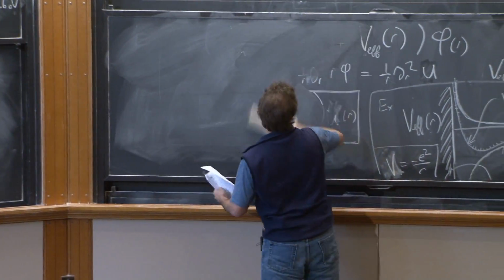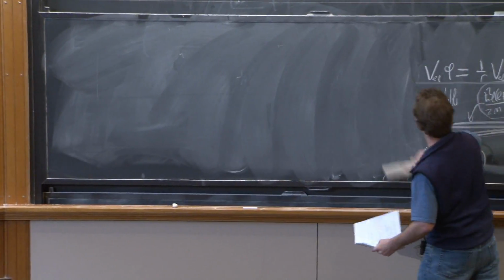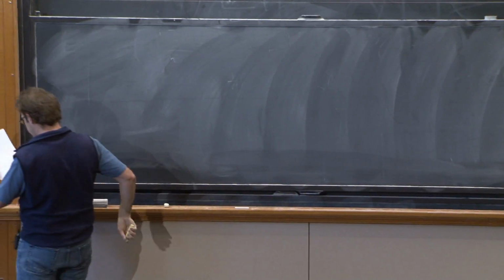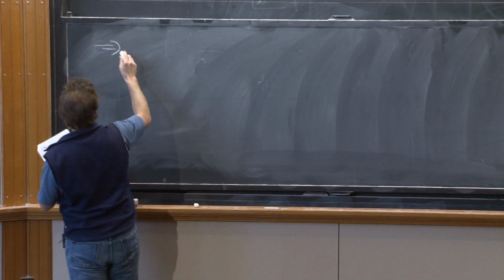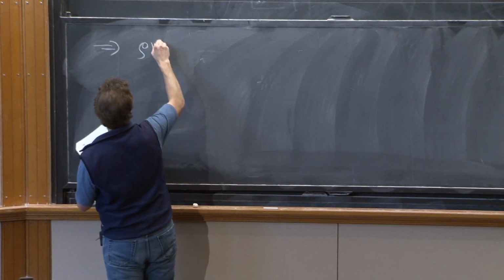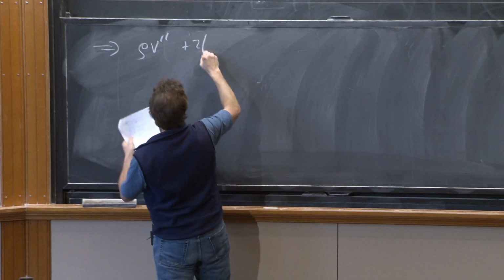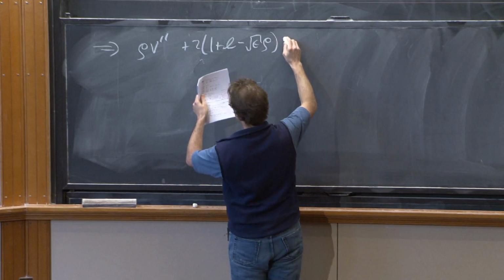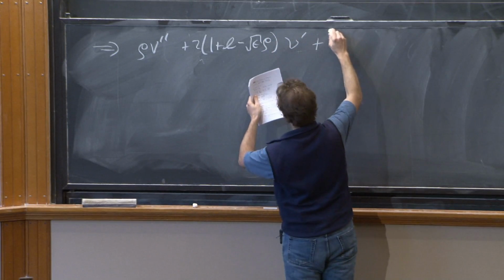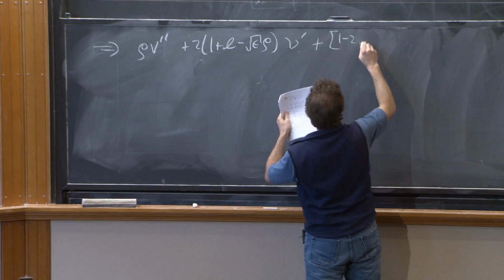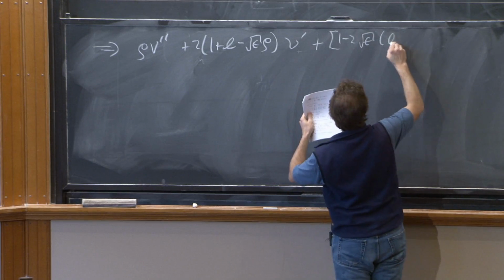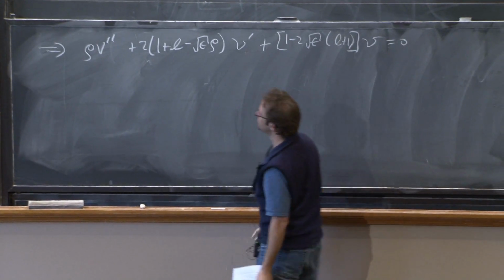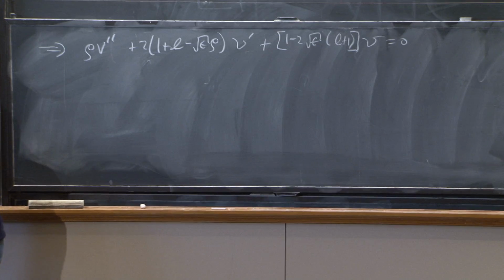We take that expression and plug it in. At that point, all we're doing is a change of variables. We plug it in, and we get a resulting differential equation: rho v'' plus 2 times (1 plus L minus root epsilon rho) v' plus (1 minus 2 root epsilon (L plus 1)) v equals 0. So this is the resulting differential equation for this little v.